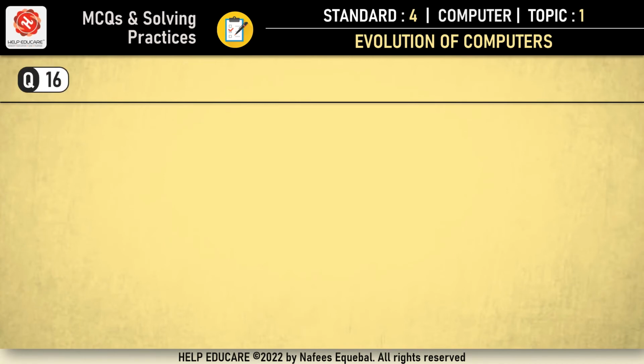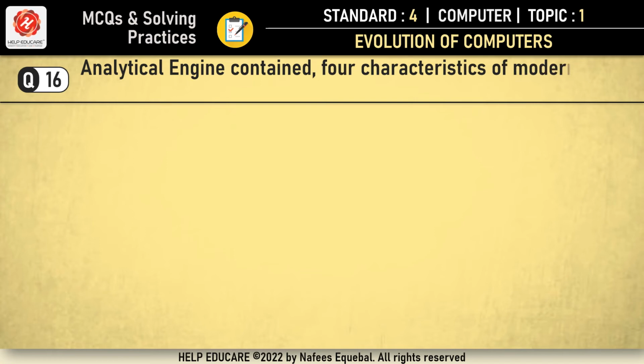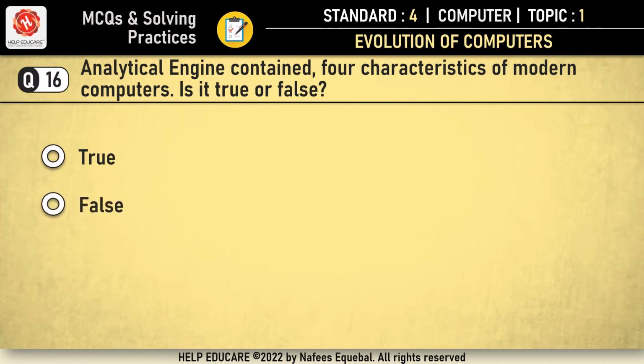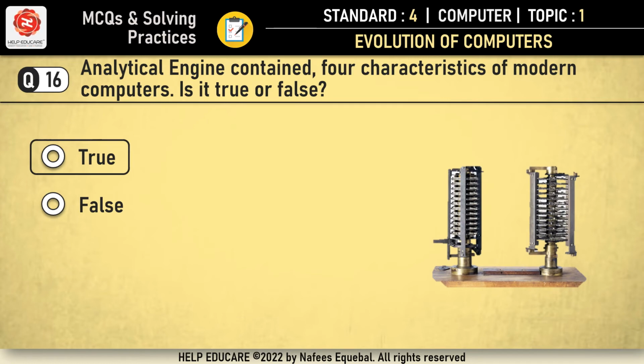Question number 16. Analytical Engine contained 4 characteristics of modern computers. Is it true or false? First option, it is true. Second option, it is false. Answer will be displayed in 10 seconds. Correct answer is, it is true.